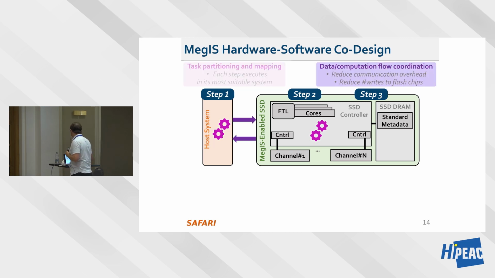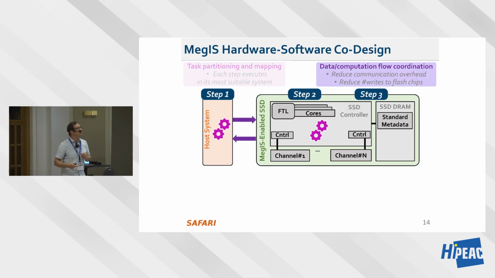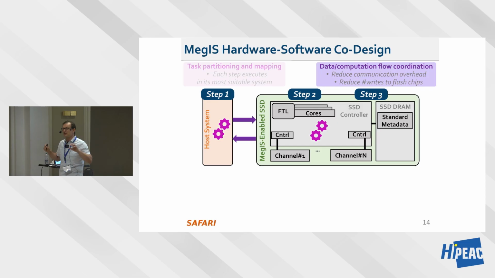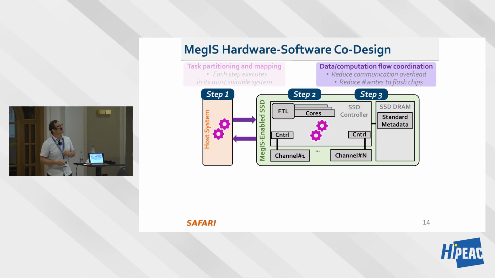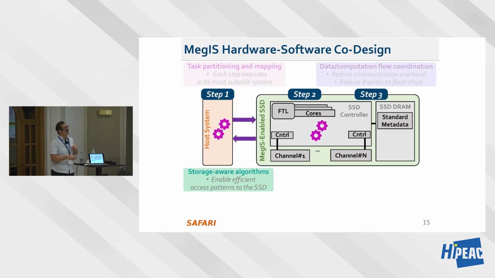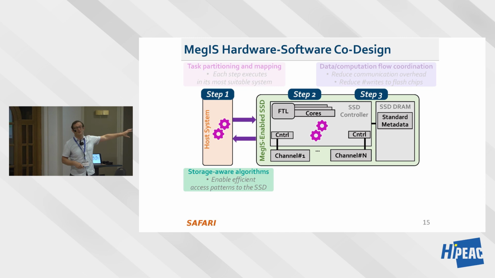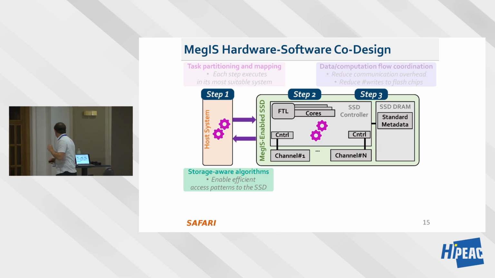And then you need to coordinate data and computation flow to reduce the communication overhead, and to also reduce the writes to the flash chips, because flash chips wear out as you keep writing to them. They have a wear-out or endurance problem, and you want to minimize those writes. You could do that by coordinating data flow. And then we designed storage-aware algorithms so that we can utilize the SSD bandwidth, flash memory bandwidth, very well by streaming as much as possible. This consists of usually eliminating random accesses and maximizing streaming access as much as possible.